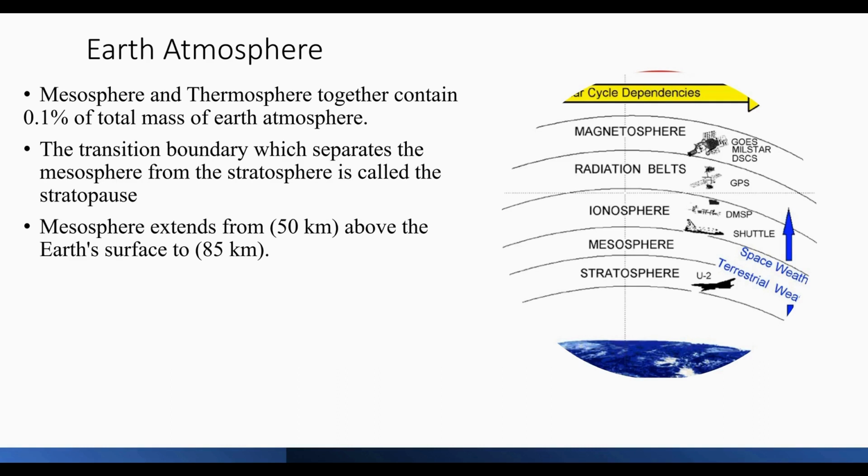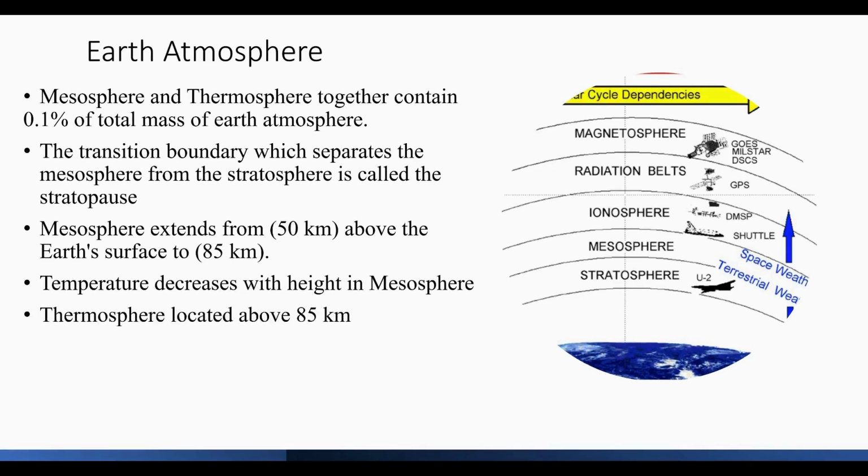The mesosphere extends from 50 km above Earth's surface to 85 km. Temperature decreases with height in the mesosphere. The thermosphere is located above 85 km and extends up to 500 km. Temperature increases with height in the thermosphere, and all ionization activity takes place in this layer only.